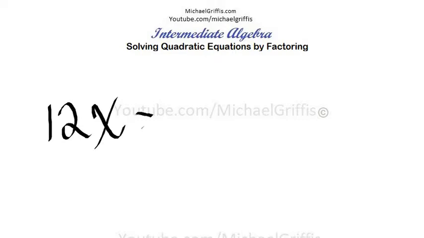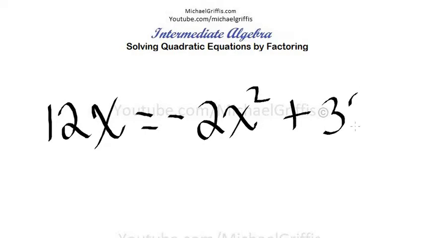12x is equal to negative 2x squared plus 32. We want to solve this quadratic equation, but let's first put it in standard form. Is this a quadratic equation? Well, let's put it in standard form and we'll talk about it.